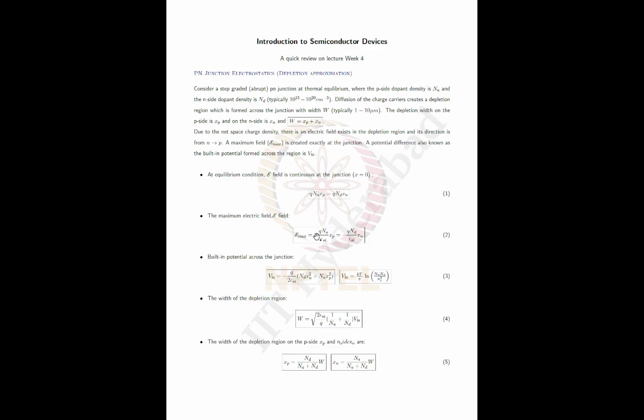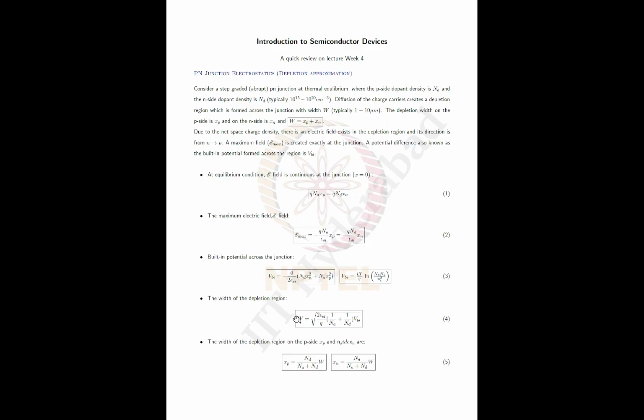Emax is minus q Na by epsilon Si Xp equals minus q Nd by epsilon Si Xn, and the built-in potential is calculated as minus q by 2 epsilon Si times Nd Xn squared plus Na Xp squared, or you can also calculate it as kT by q ln Na Nd by ni squared.